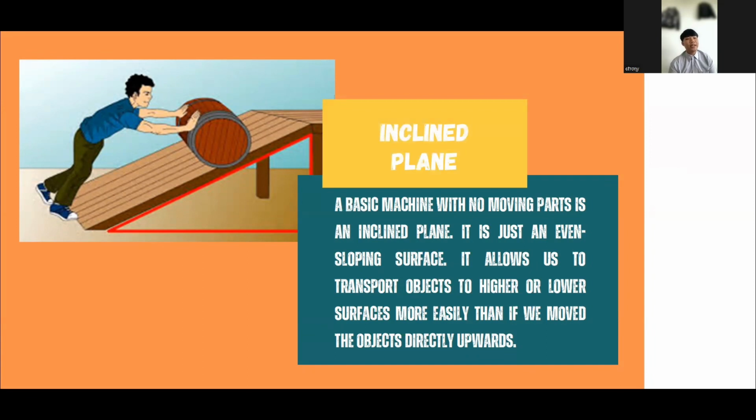So the inclined plane can be built from a frame or simply a piece of wood resting toward a higher point. Next slide is wedge.